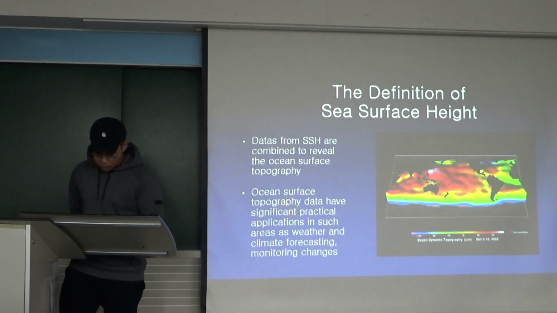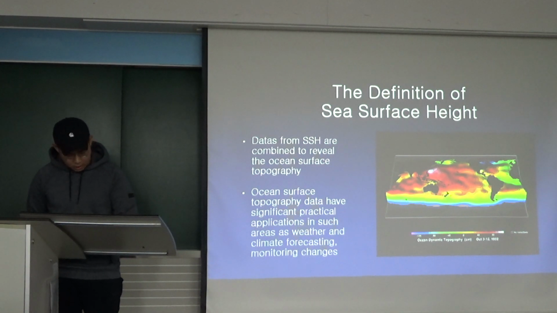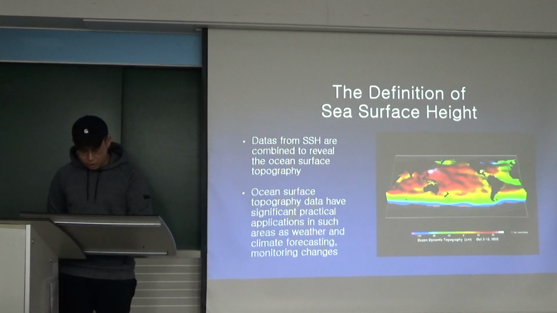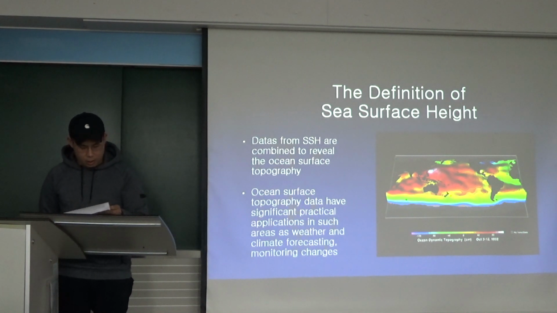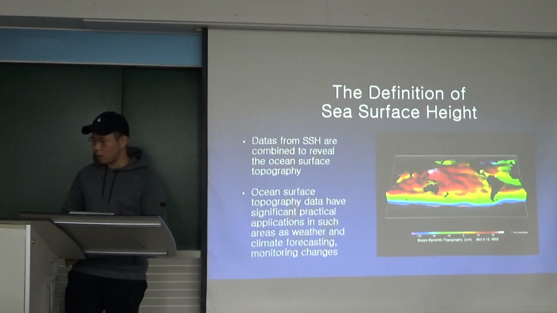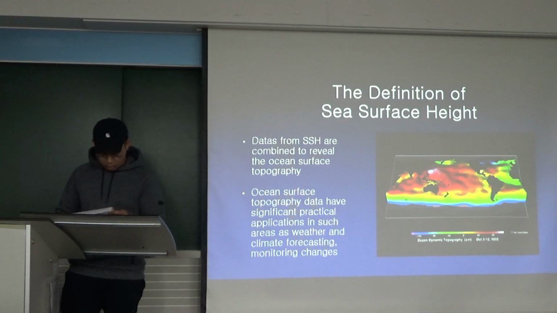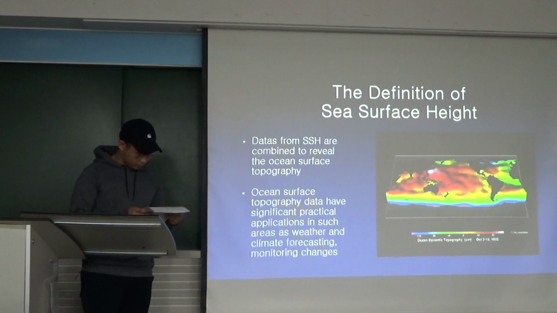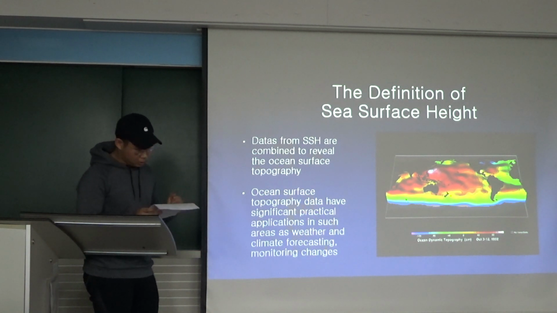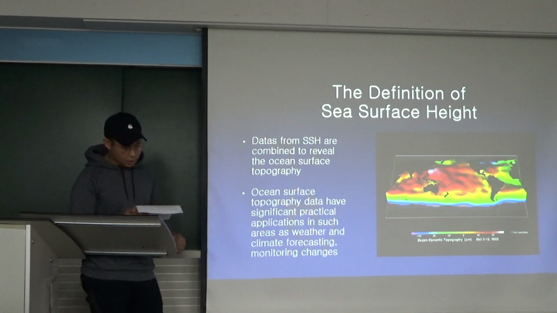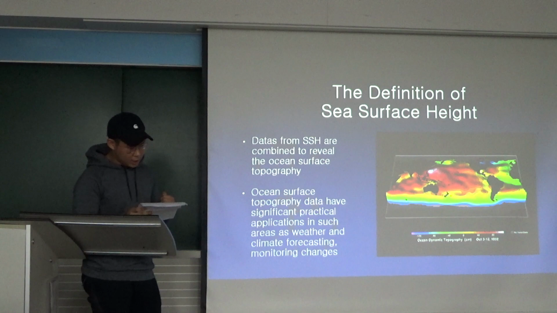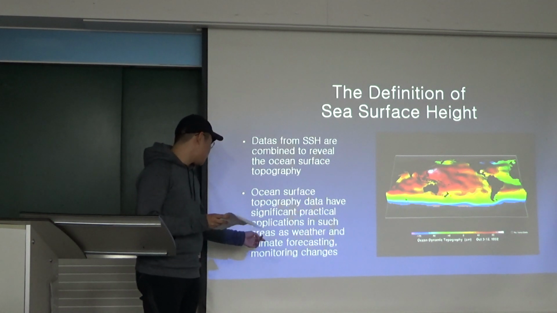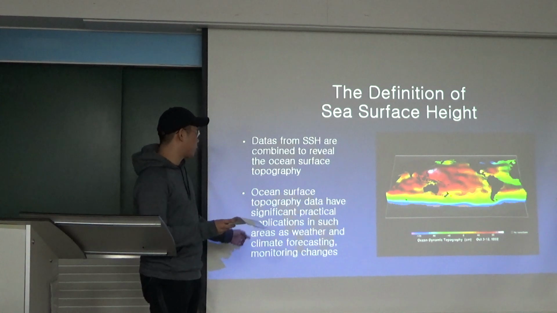Secondly, the ocean has highs and lows similar to the hills and valleys of Earth's land surface described on a topography map. Similarly, the ocean has its own topography. By collecting data from sea surface height, ocean surface topography data has significant practical application in areas such as weather forecasting, climate forecasting and monitoring changes.